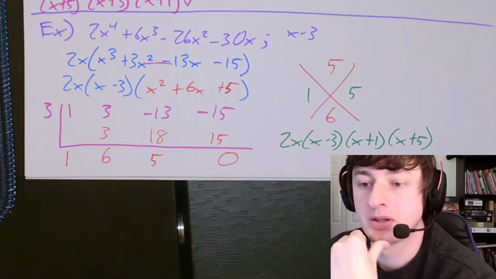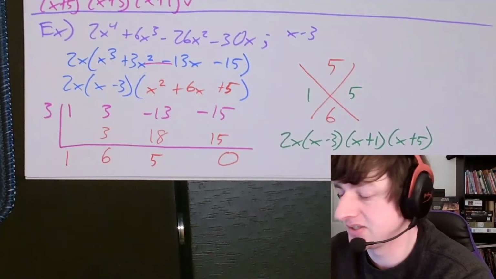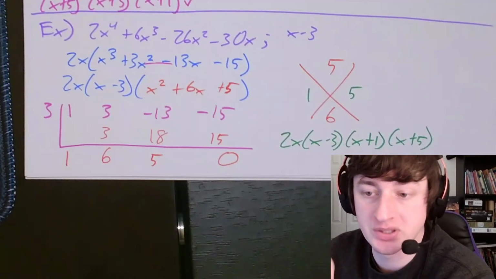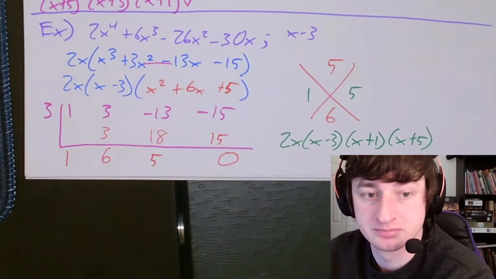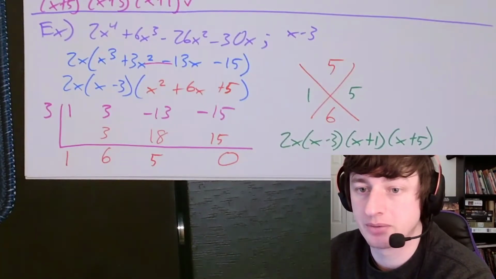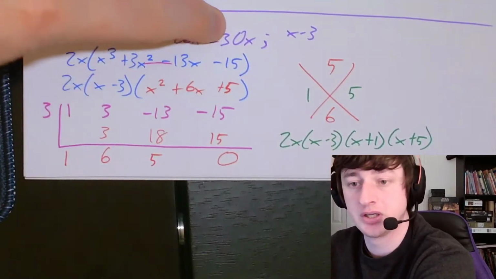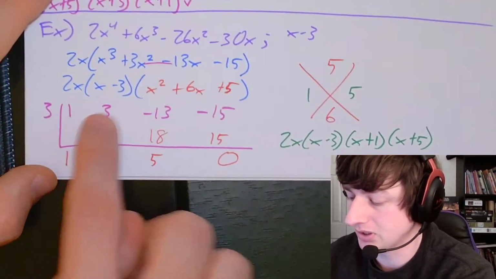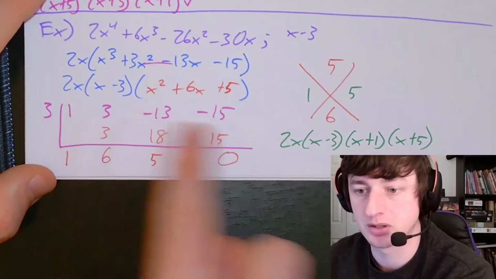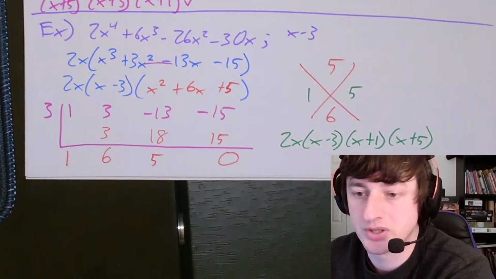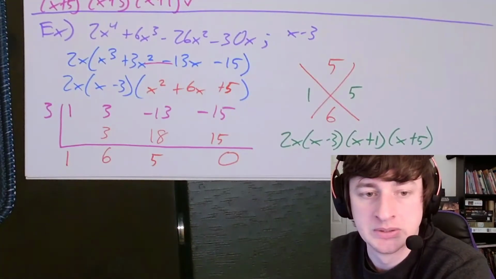Yeah. The big thing here is always try to factor out a greatest common factor first because then the problem's easier. Now I'm not doing synthetic division with 2, 6, negative 26, and negative 30. I'm doing it with 1, 3, negative 13, negative 15. These numbers are smaller and therefore easier to work with. That's all. Greatest common factor just makes it easier.